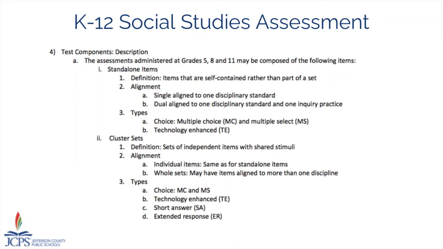When it comes to breaking down the test components, here is a description of what you might see on the test. There are two major types. There are standalone items, there are cluster sets. Looking first at the standalone, the definition there is that they are self-contained rather than part of a set. Self-contained meaning that they are aligned to either a single disciplinary standard, or they are what's known as dual aligned to one disciplinary standard and one inquiry practice. We are one of the only states nationally that are dual aligning standards in this way.